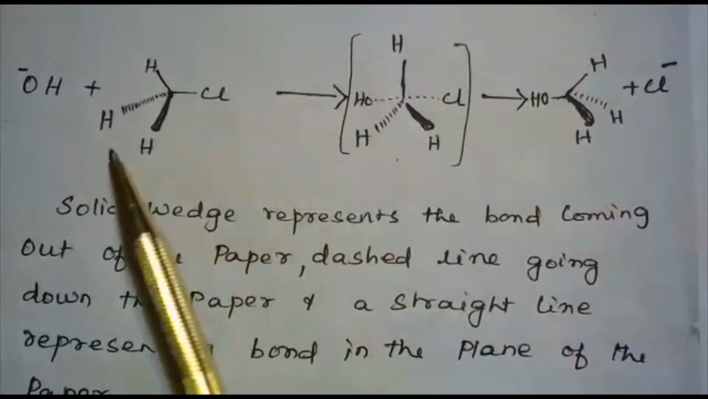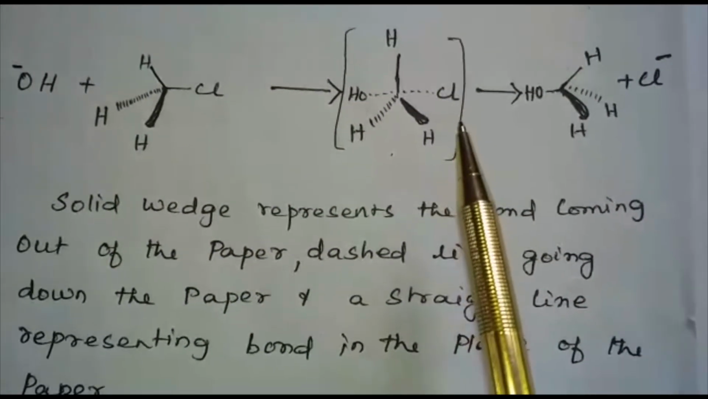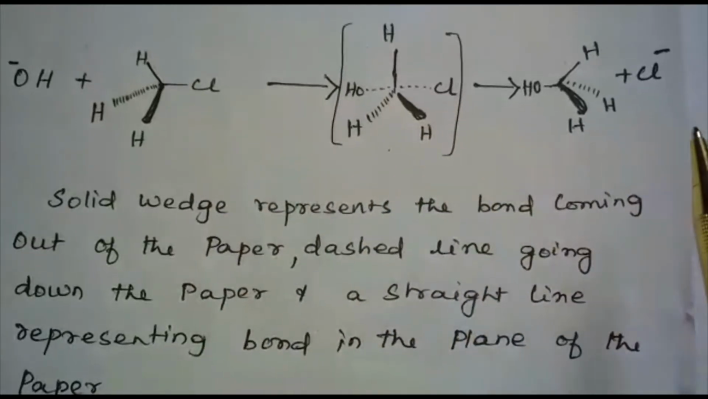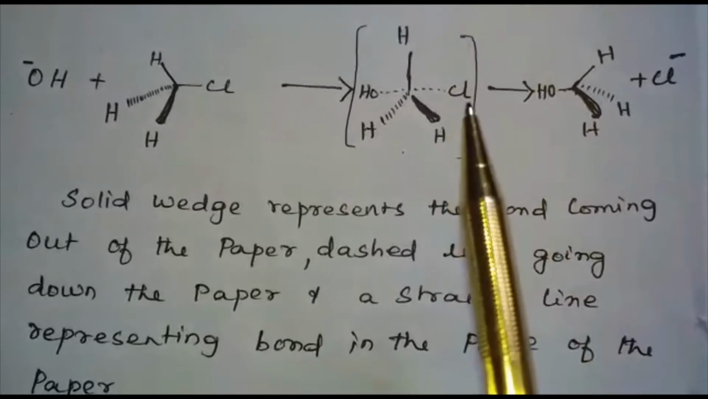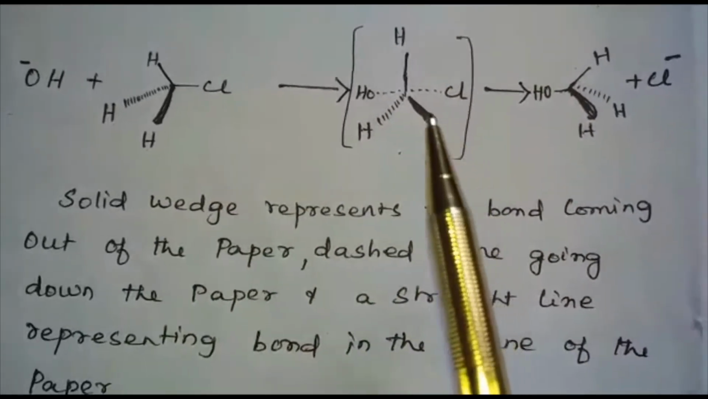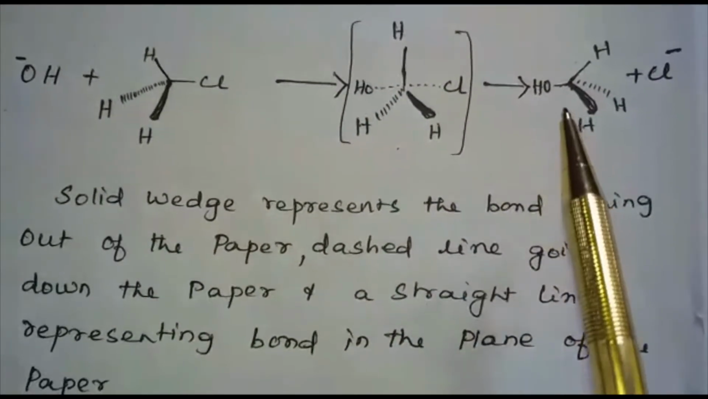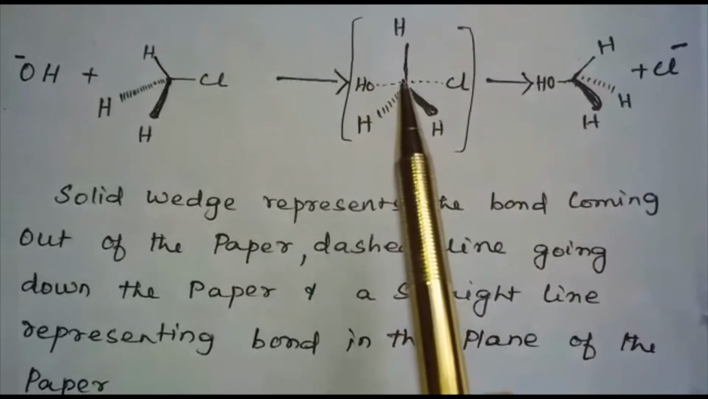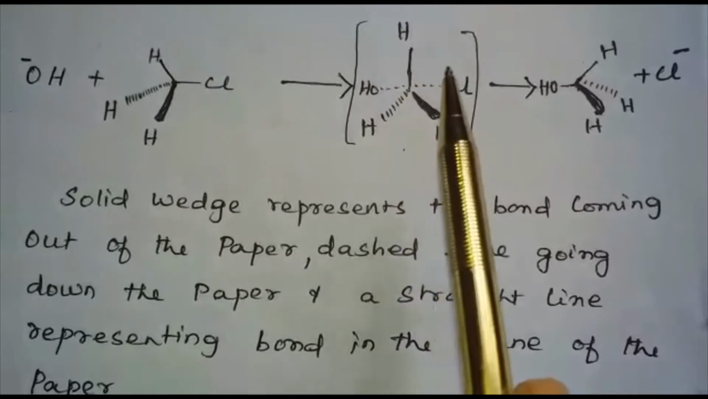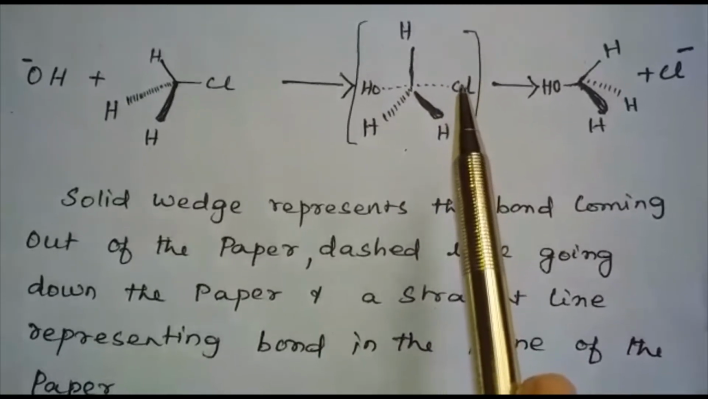And these two processes take place simultaneously in a single step and no intermediate is formed. SN2 mechanism takes place in a single step and no intermediate is formed. As the reaction progresses, the bond between the nucleophile and the carbon atom starts forming. The bond between the carbon atom and the leaving group weakens.